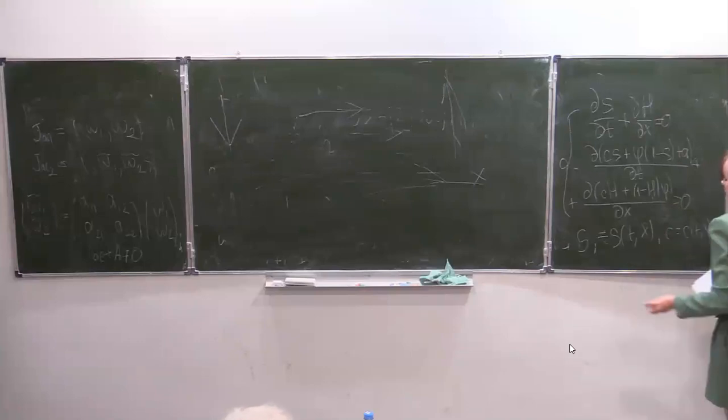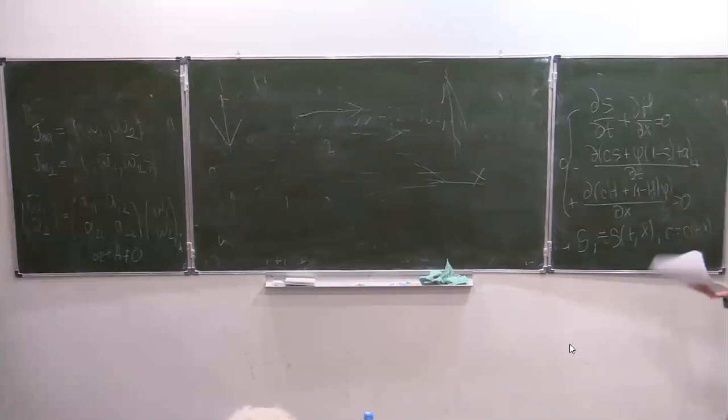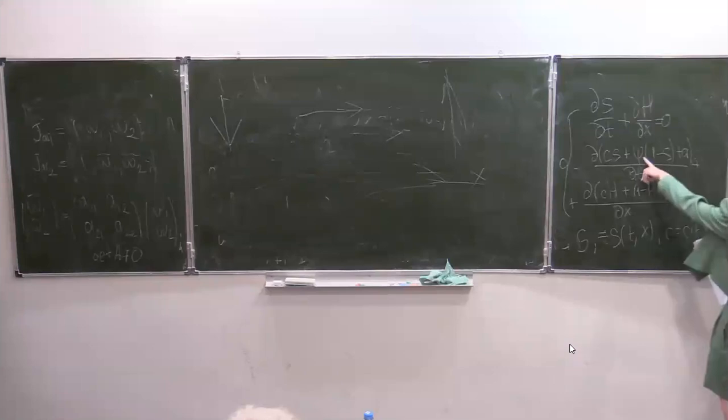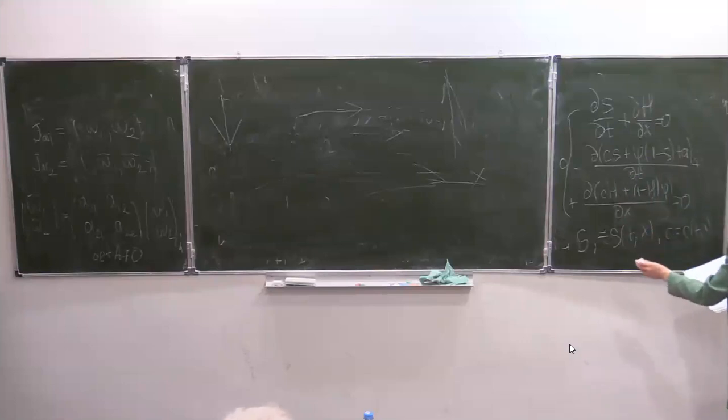The unknowns are S and C. Other variables we will choose. H is a given function of S and C. Phi is a known function of diffusion. A and phi are given known functions of S and C.